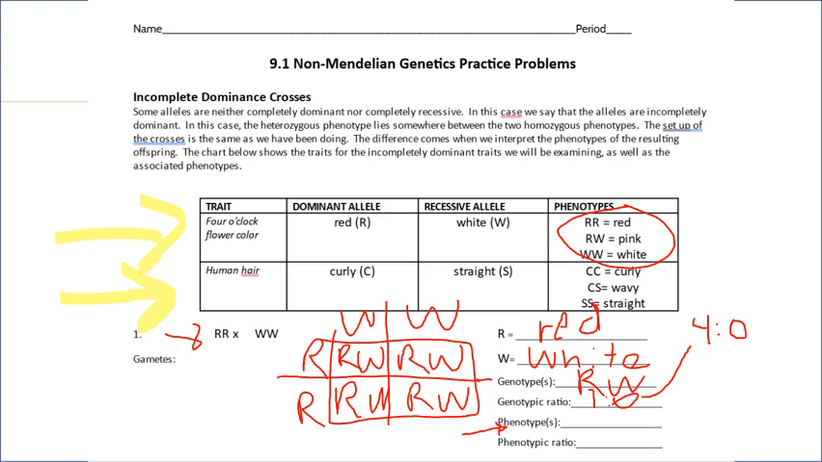Next, phenotypes. Well, there's only one phenotype here, just like there's only one genotype. And if we go up here, we'd say, okay, RW gives us a pink. So we would simply write down pink right here. Same idea as before. Since this is 100%, I'm just going to put 1 to 0 on this one. So that's how we would do that first one.